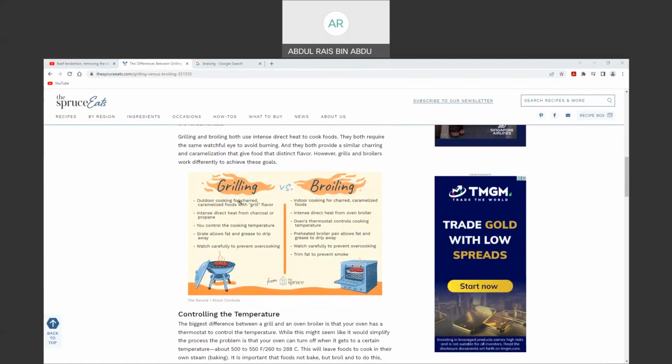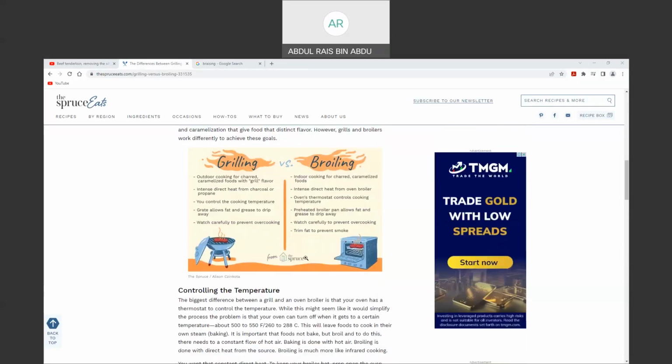So nak tahu beza antara grilling a beef or broiling a beef, tengok illustration gambar ni. Okay, grilling is basically putting it on a griller and the heat from the charcoal or the arang will cook the beef lah. As opposed to broiling, dia kata indoor cooking for charred caramelization. Okay, intense heat from the oven broiler. The oven masak controls cooking temperature. Preheat broiler pan allows fat and grease to drain.